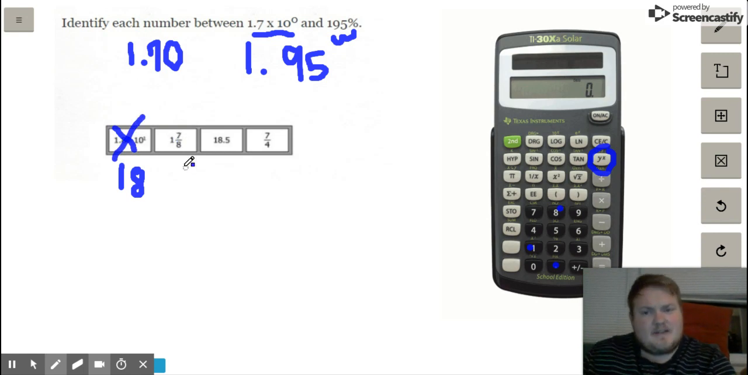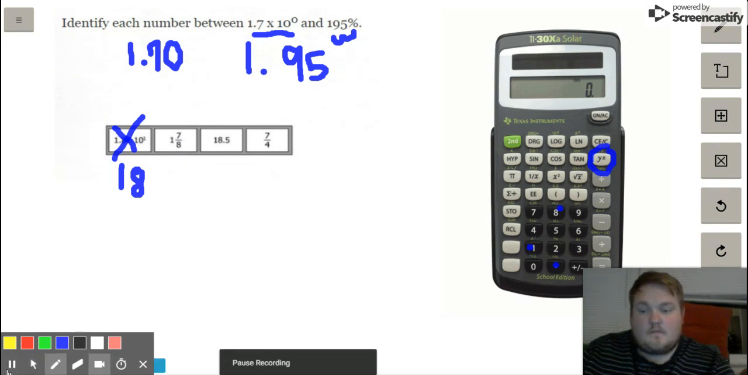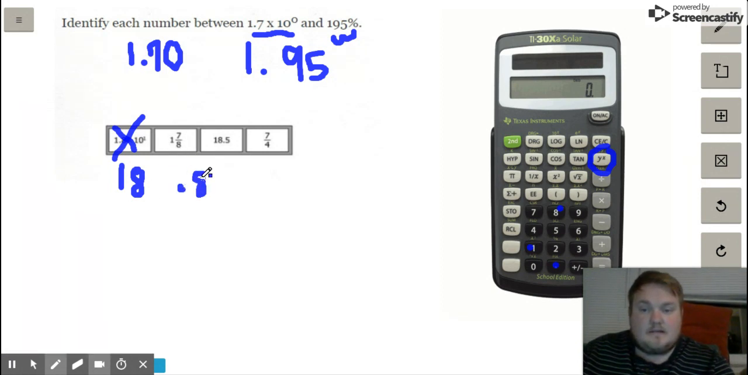1 and 7/8. A lot of people say, I don't know what to do with this. Well, 7 divided by 8 is what we're going to look at first. So put 7 divided by 8, and you get 0.875, okay? And then you just add the 1, you just put the 1 in front. So that's $1.87, 87.5 cents. That does fall between these two numbers, okay? 18.5 is like 1850. That doesn't work.